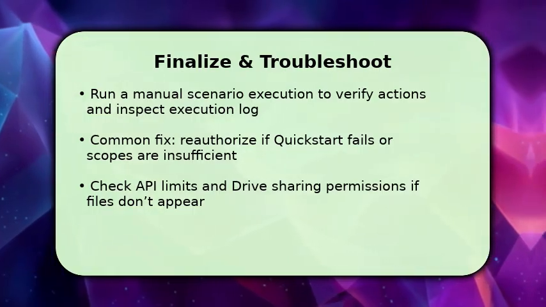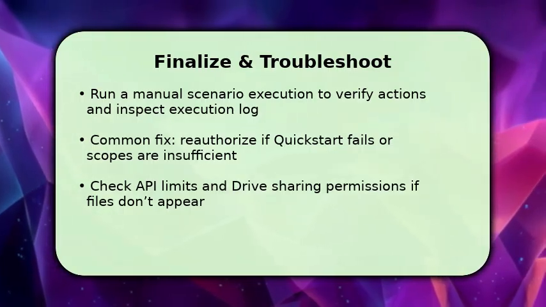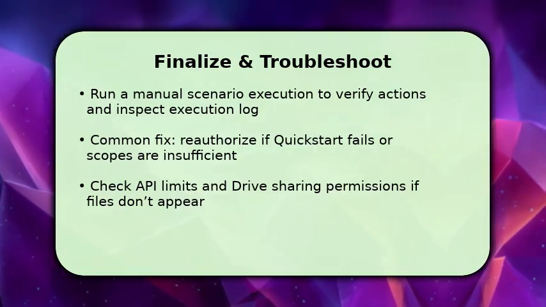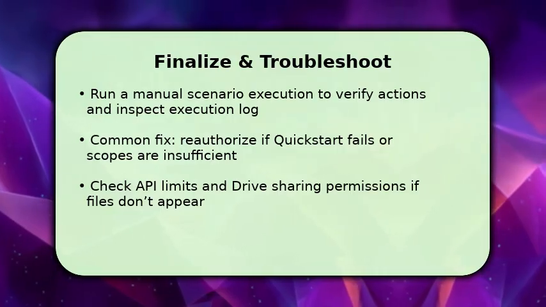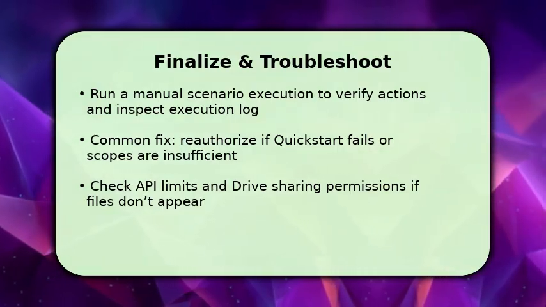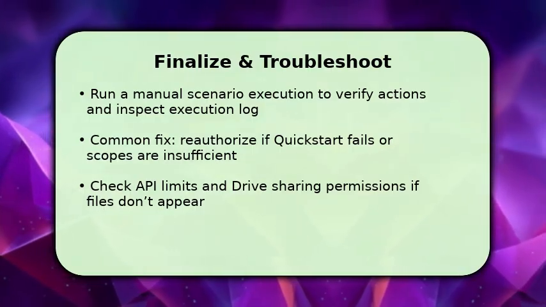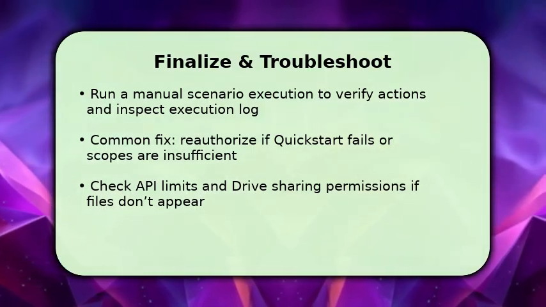If something fails, reauthorize the Google connection first because expired tokens or missing scopes cause most issues. Make sure the Drive folder is shared appropriately and that you aren't hitting API quotas. Adjust polling intervals to reduce calls. If reauthorization doesn't work, delete the connection and reconnect. Once clean runs occur, schedule or enable the scenario to run automatically.